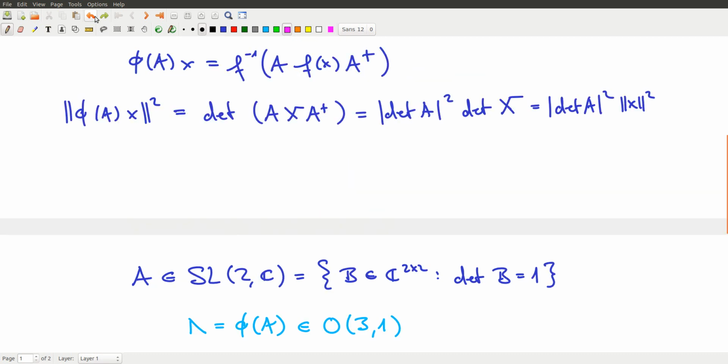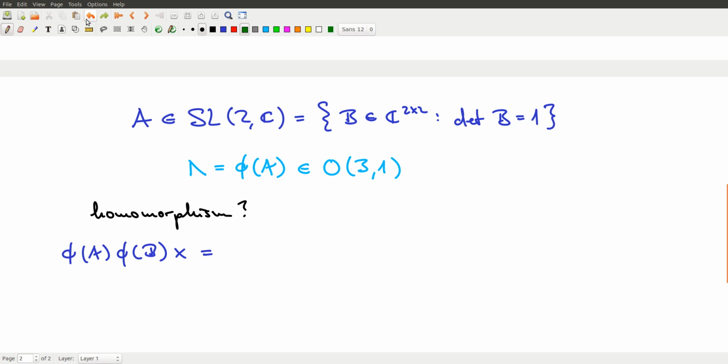And now we consider not arbitrary invertible 2 by 2 matrices, but only 2 by 2 matrices with determinant 1. So that's the group SL2C. Complex 2 by 2 matrices, and the S for special, L for linear, special linear group. Special means determinant 1. And now in that case, we have a factor of 1 here, and we can identify our phi of A with a Lorentz transformation, something in O(3,1).